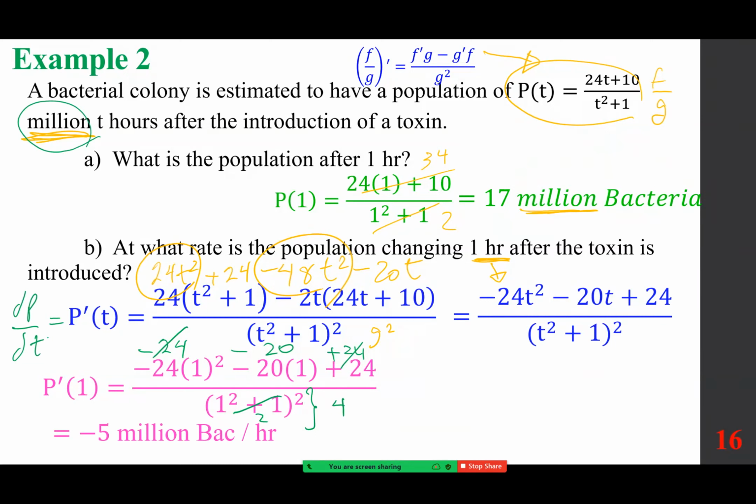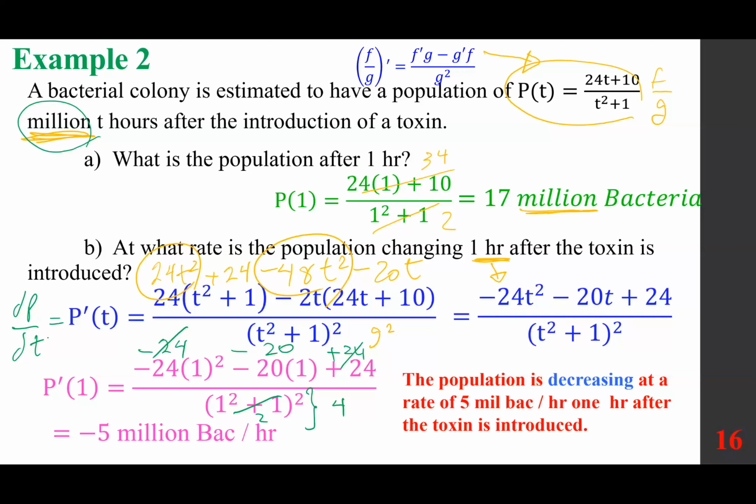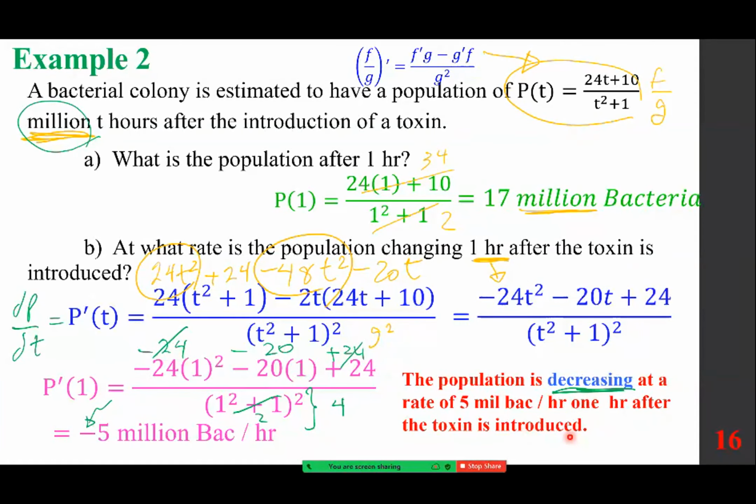Now, how do we explain this? The population is decreasing, and that's the key. Why do we write decreasing? Because we have a negative sign. We don't have to write it with negative here. The population is decreasing. This gives us the answer at the rate. See, this 5, we have to keep it as positive because decreasing makes it negative. At the rate of 5 million bacteria per hour, 1 hour after the toxin is introduced.